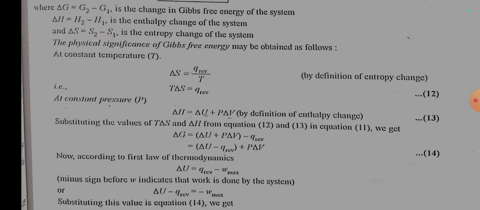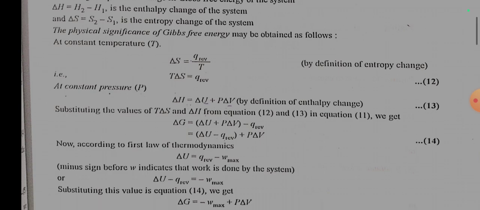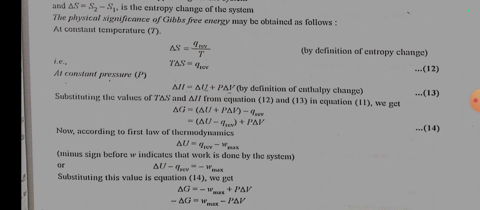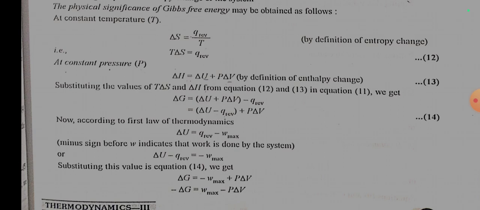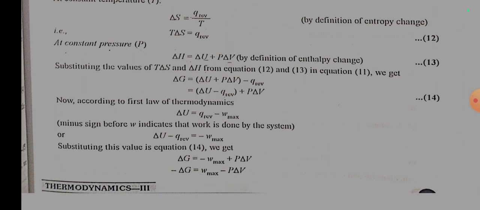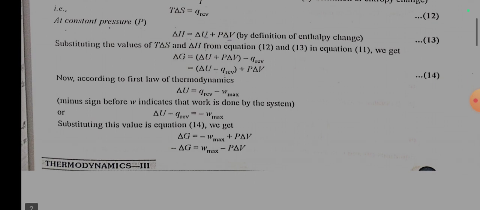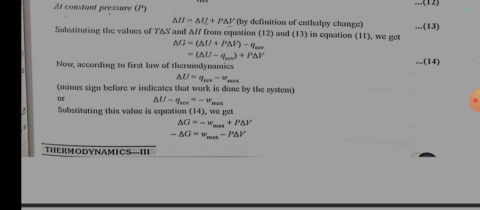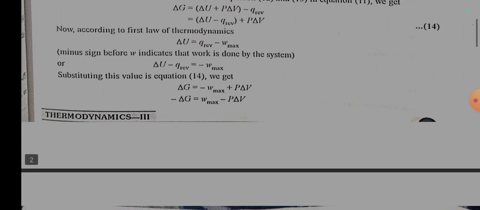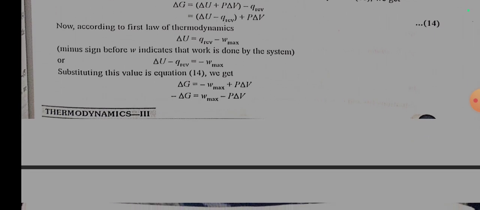The physical significance of Gibbs free energy may be defined as follows. ΔS = Q reversible / T, so TΔS = Q reversible at constant P. ΔH = ΔU + PΔV by definition of enthalpy change. Substituting the values of TΔS and ΔH from equations 12 and 13 in equation 11, we get ΔG = ΔU + PΔV - Q reversible, that is, ΔG = (ΔU - Q reversible) + PΔV. Now, according to the first law of thermodynamics, ΔU = Q reversible - W max.